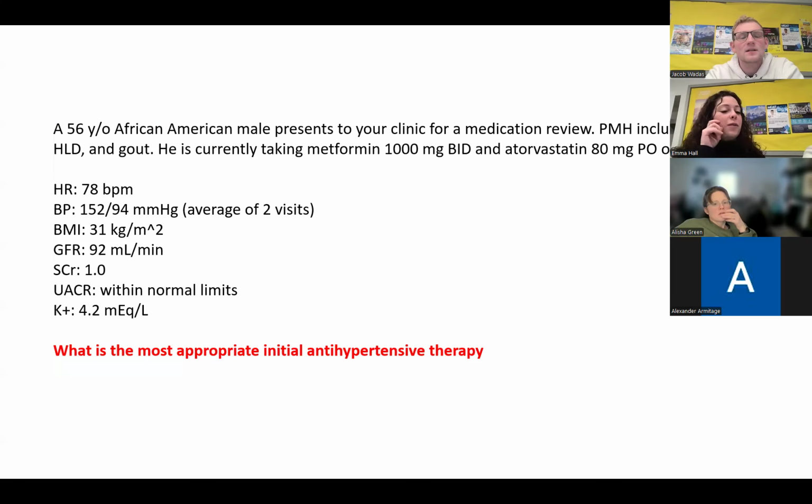Okay. So just putting this into a case to get you thinking about this. Here we have a 56-year-old African American male who presents to your clinic for a medication review. Past medical history includes type 2 diabetes, hyperlipidemia, and gout. He's currently taking metformin twice a day, and he's on a high-intensity statin, atorvastatin 80 milligrams once a day. We have some lab values for you guys, so take your time, go through them, and then I'm hoping that one of you can give me your thoughts on what you would start him on.